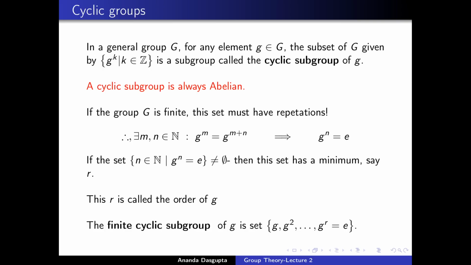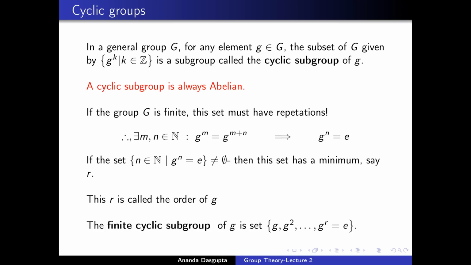Then the cyclic subgroup of small g, which is g to the k for all integer powers k, actually becomes a much smaller set: g, g squared, g cubed, up to g to the r, where g to the r is the identity. Of course, if you go beyond that, to g to the r plus 1, you end up with g back again, and the whole thing begins repeating. So this subgroup is finite in this case.